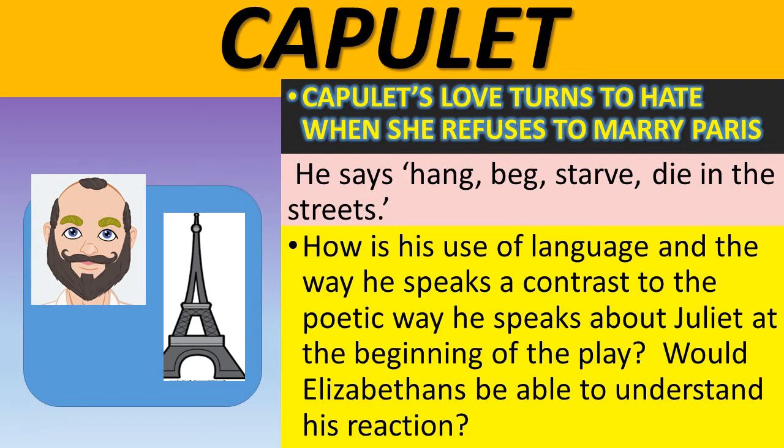He says, "hang, beg, starve, die in the streets" to Juliet when she refuses to marry Paris towards the end of the play. How is his use of language and the way he speaks a contrast to the poetic way he speaks about Juliet at the beginning of the play? Explore how this language is different to show there's a change in him. He's a character that demonstrates both love and hate in the play. And would Elizabethans be able to understand and empathise with his reaction here?